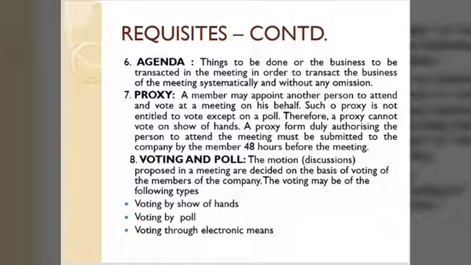Next one is the proxy. Proxy is a person, a member who is eligible to attend the meeting. If he is not able to attend, he can appoint another person to attend the meeting, like an agent. This is called as proxy.